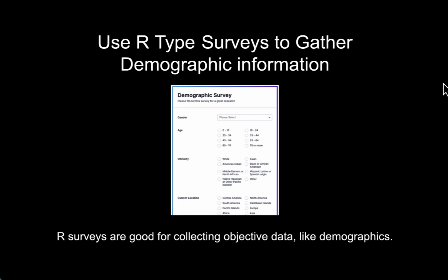I think it's also very important to consider other kinds of data or information that you'd like to gather on the individuals. I think an obvious example would be demographic information. This is actually a good place to use what we've been calling R-type surveys, because R-type surveys are really good for collecting objective data. So, for example, if I were doing a Q study on the viewpoints of perhaps elementary school teachers, I may want to know something about what is their age, how many years they've been teaching, maybe what grade level they teach, what subjects they teach.